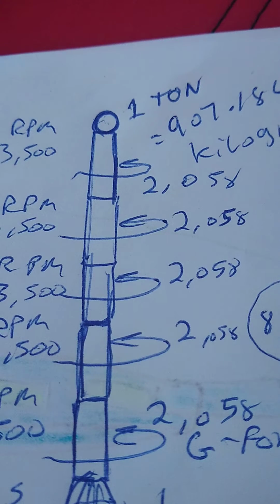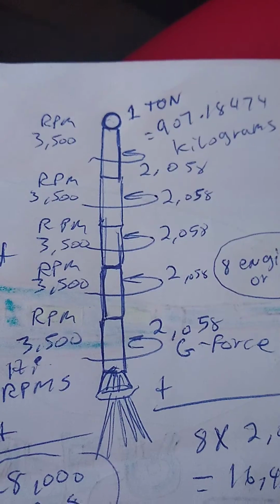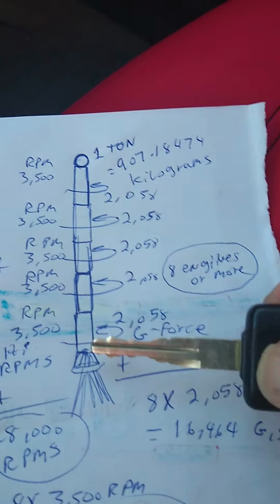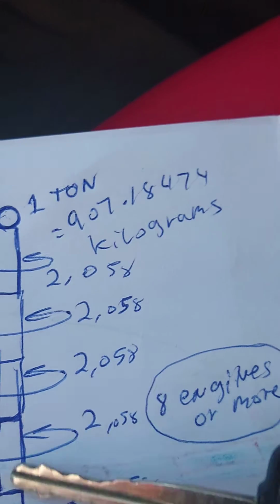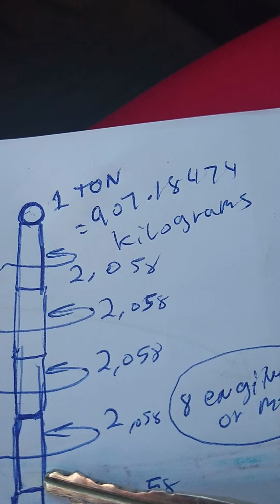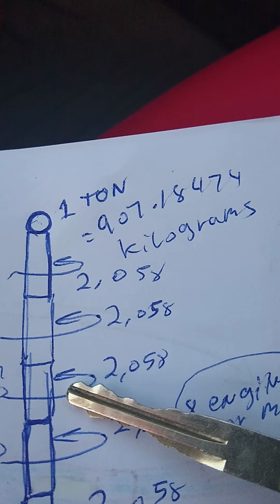Let me get my keys and see if I can show you this. Where is it at? Okay. Let's say this is spinning 2058 Gs, and then in another engine on top of it, 2058 Gs.